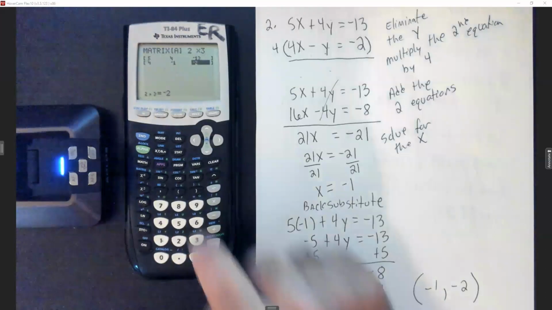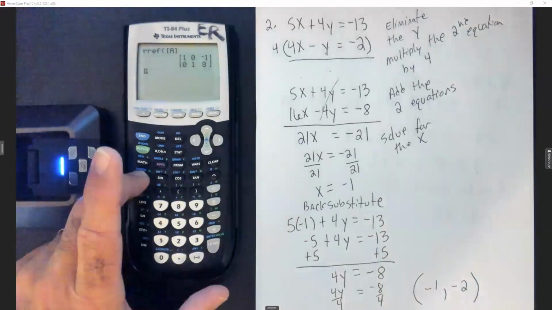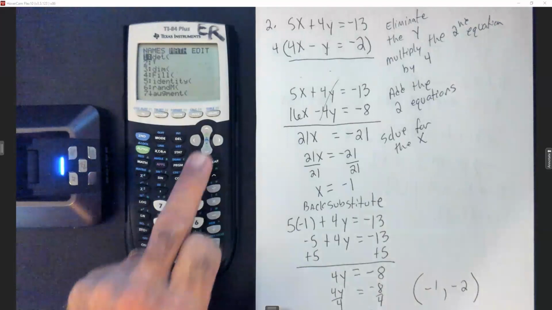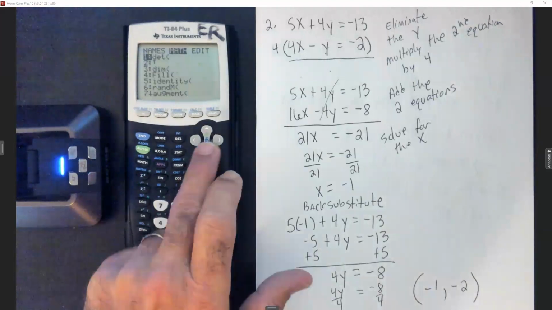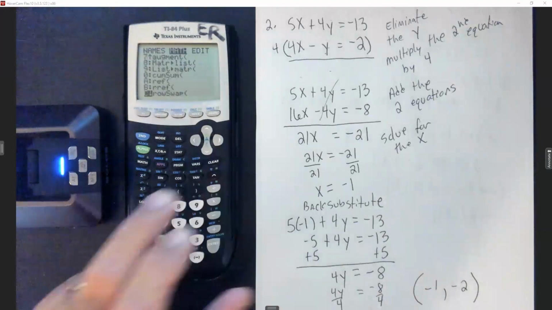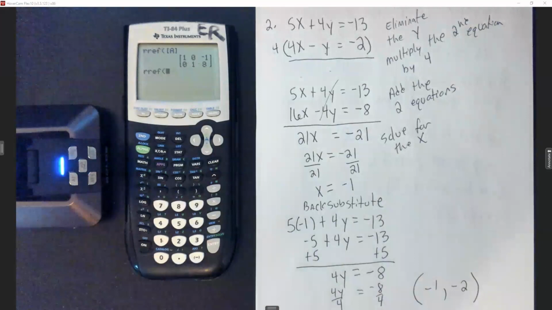I said quit that screen. And then we got to go get the RREF by hitting second, x negative 1, go over to the math button and arrow down till we find RREF. Whoops. So RREF, hit enter. So now it's going to reduce the matrix.